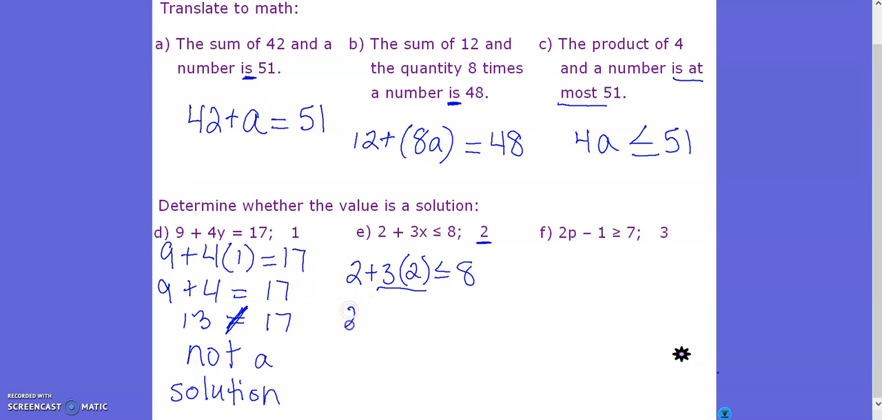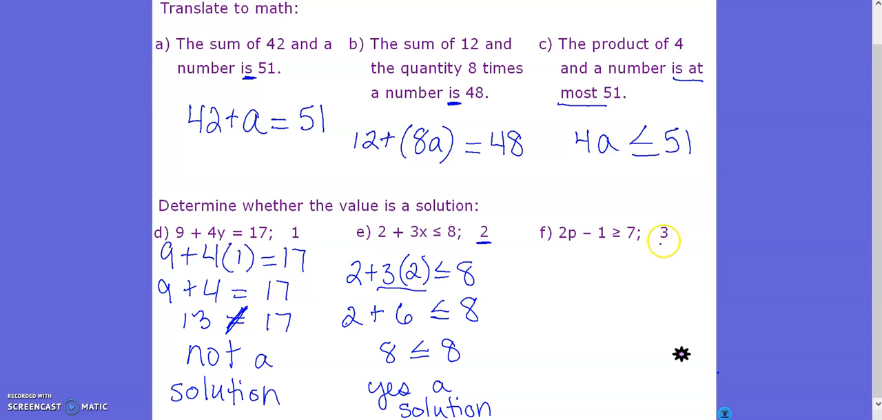When I follow my order of operations, I have 2 plus 3 times 2 is 6. That should be less than or equal to 8. So 2 plus 6 is 8. That should be less than or equal to. So is 8 less than 8? It isn't. But is 8 equal to 8? It is. So this is, yes, a solution, because 8 does equal 8.